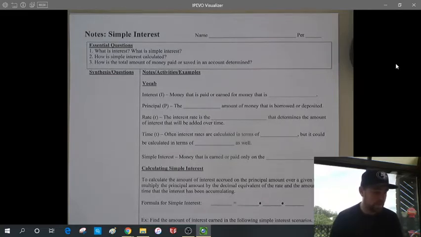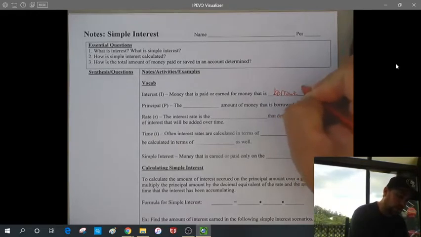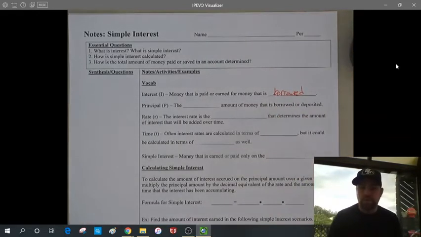So starting off with some vocab here. What is interest? Well, it's money that is made or earned for money that is borrowed. Anytime that you borrow money, so if you take out a loan to buy a house, buy a car, or just a loan to pay off some debt, the person or the bank that you're borrowing from is going to make a certain percentage of money on whatever you borrowed.